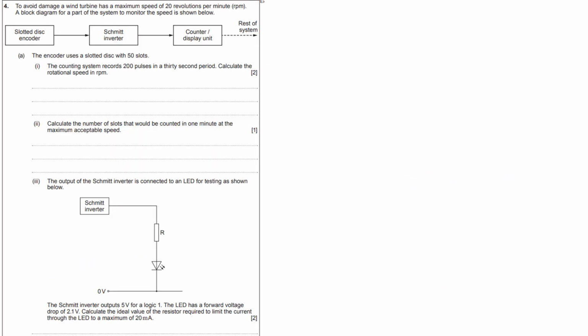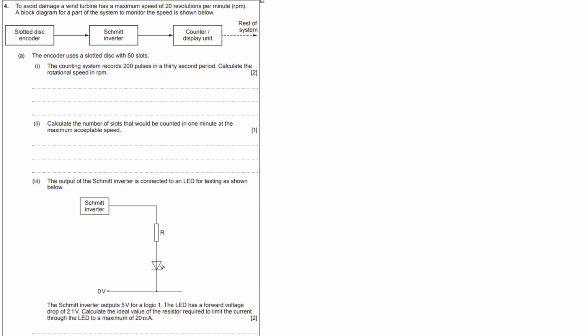Right, let's have a read of this one. To avoid damage, a wind turbine has a maximum speed of 20 revs per minute. A block diagram is shown there. So you guys know how to do a block diagram, or what it looks like. So you've got a slotted disk, you've got the Schmitt inverter, which will obviously digitize it, make it digital, make it nice ones and zeros onto your counter display.